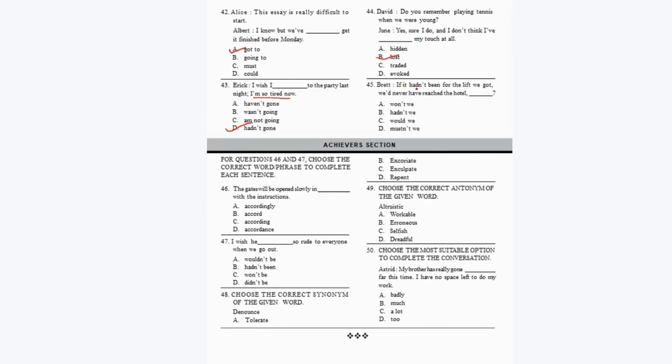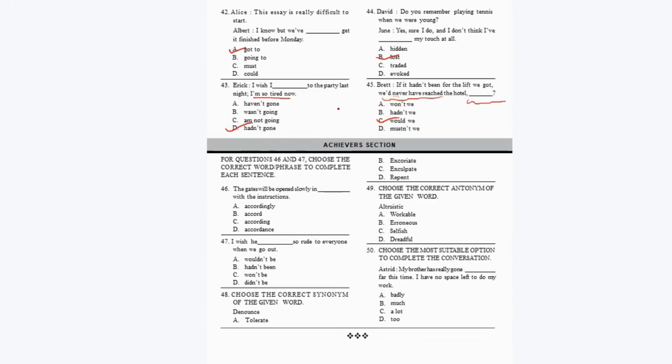Next, Brett: if it hadn't been for the lift we got, we would never have reached the hotel. Okay, so here you need to form a question tag, and this part is your positive sentence. So here you need to form a negative question tag. Here "would" is the word that you need to use to form the question tag. So it should be option C, would we.